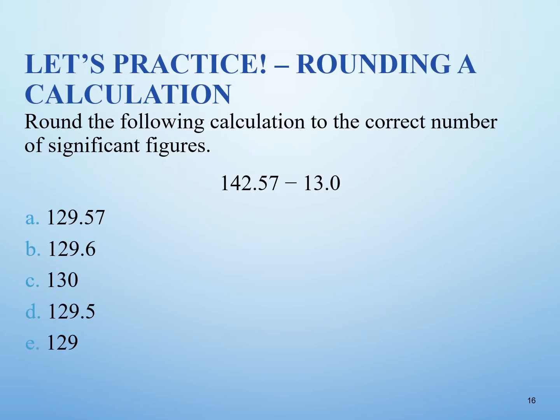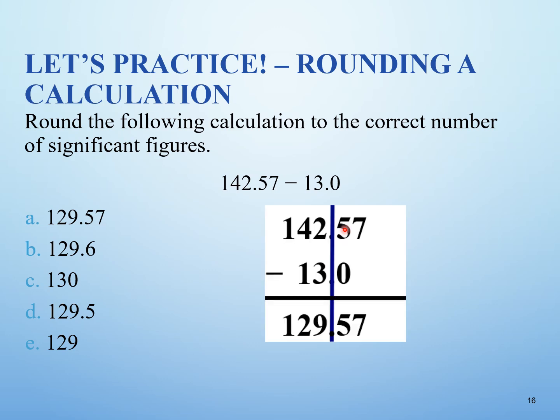So let's practice this one. 142.57 minus 13.0. So this has 1 decimal place. That one has 2 decimal places. So we would keep 1 decimal place in our answer. Even though the calculator will tell you there's 57, we'll keep 1 decimal place. And because this 7 is higher than 5, we'll keep 129.6. So I would pick answer B here.